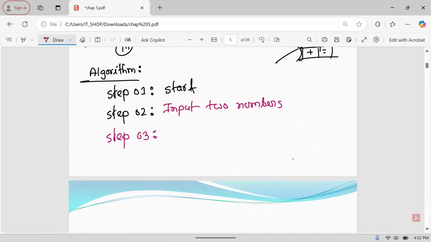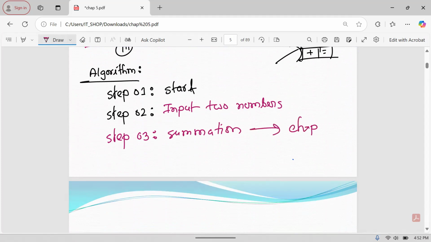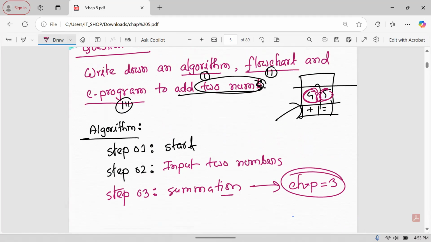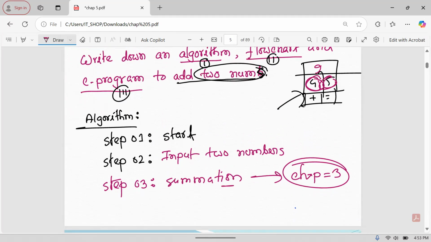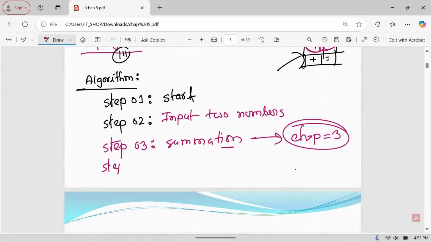Okay, so in step 3, we simply write the word summation. But when you write the word summation, you have to keep in mind what is actually happening. All those things are related to chapter 3. You don't need to write them in the exam paper, but keep them in mind. When I get the result 9 in the motherboard, I have to show the result in the display box. So step 4 is print result, or you can say print sum.